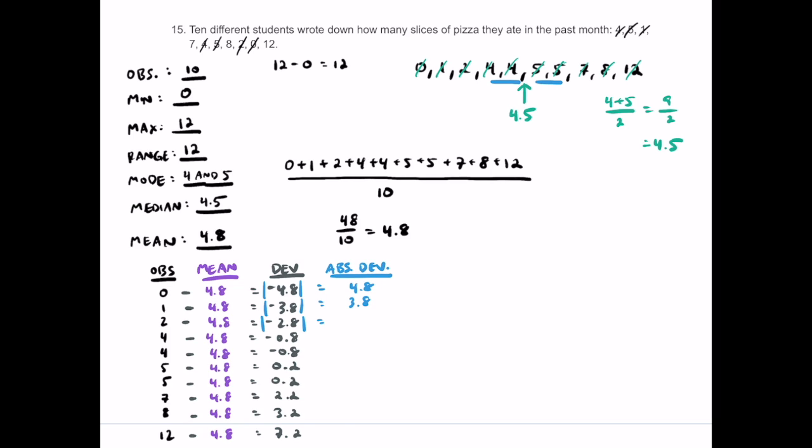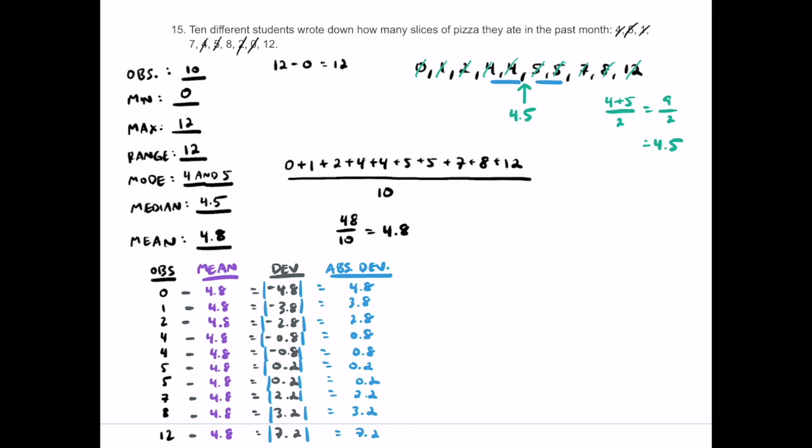For this next one, we get a positive 2.8. Here, positive 0.8, another positive 0.8. Take this and write 0.2. Another one here, 0.2. Absolute value of 2.2 is just 2.2. Over here we have 3.2, and finally 7.2. Okay, these would be our absolute deviations.